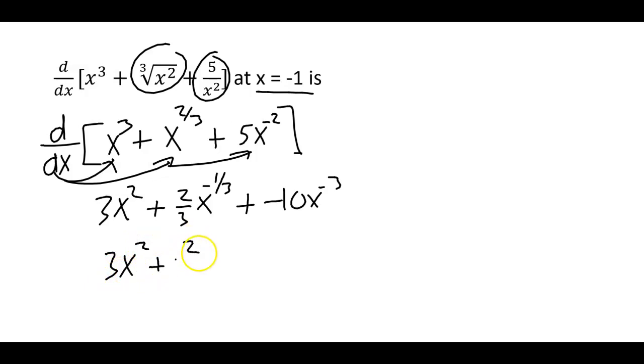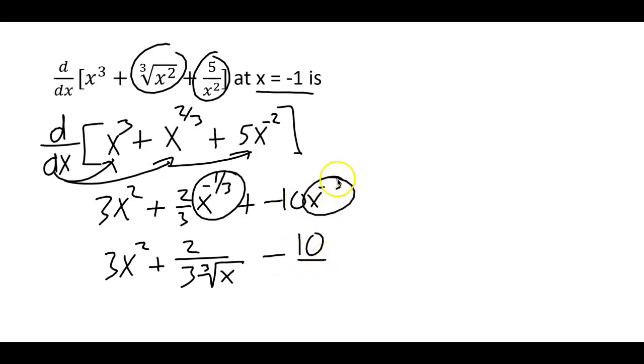So this is going to be 2 over 3. Now this is going to go to the bottom, and I'm also going to rewrite it as a root, like so. And then this one, that's just going to go to the bottom also. So there's my derivative, but they want me to plug in negative 1. So let's do that.